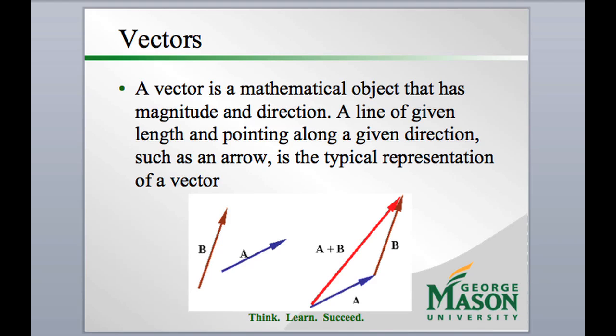Just to give you a review of what a vector is: a vector is a mathematical object that has a given magnitude and direction. A line of a given length and position along a given direction, such as an arrow, is a typical representation of a vector. You can easily add two vectors by layering them head to tail in sequence to create a triangle, as shown in this figure. If we aligned A and B head to tail, then the sum of A and B would be the red arrow, A plus B.